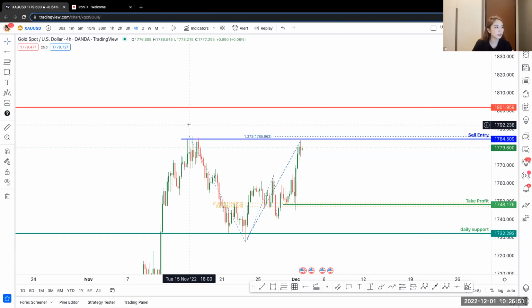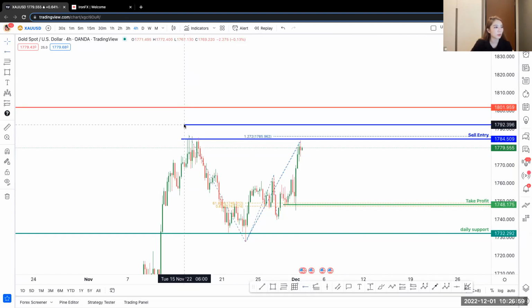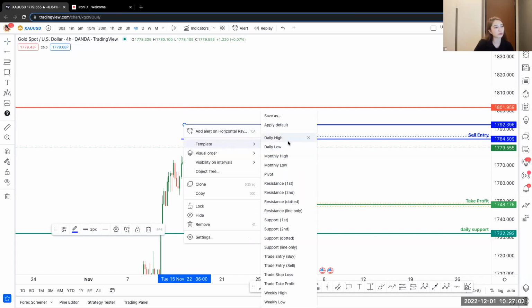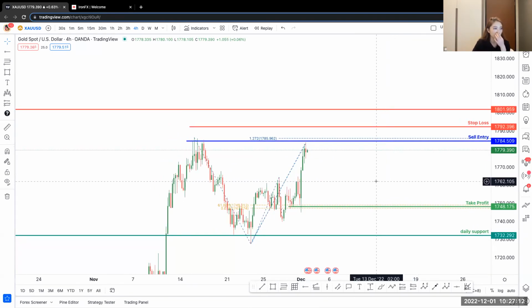In terms of this analysis, if price on H4 did break through this resistance at 1784, we are most likely looking at a breakthrough of this recent resistance, and I will not be very keen to continue to pursue this analysis. So I'll put my stop loss way nearer, way closer.